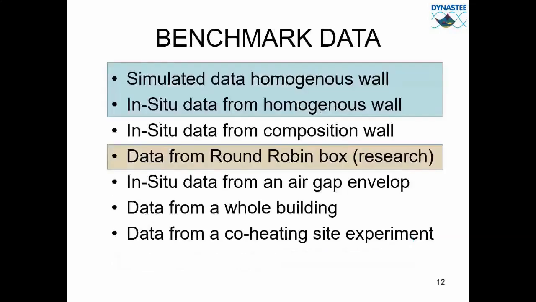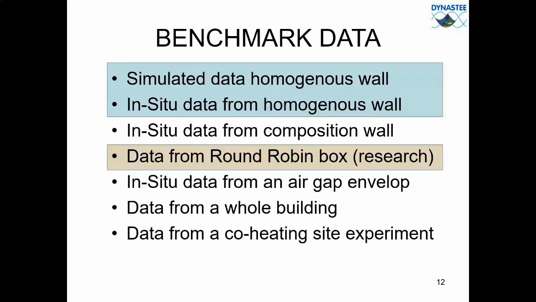What we have done also is we have presented to you benchmark data, and the two highlighted are from homogeneous walls. One is simulated data that was distributed in the beginning of September. Then we have also made available 2 weeks ago the data from the round robin box that is still very interesting and very high quality data for all kinds of different analysis work that you can do.